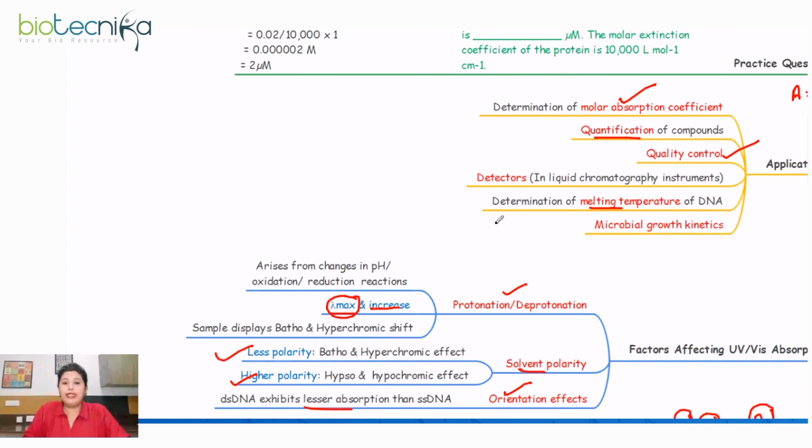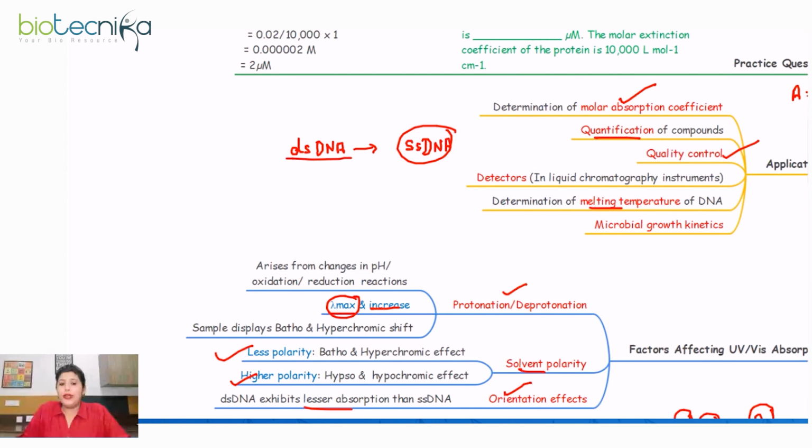So you know the melting temperature is the temperature at which half of your double-stranded DNA is denatured, right? That means your double-stranded DNA is converted into single-stranded DNA. So how can we know that it is converted? When you do the spectroscopy analysis using a UV visible spectrophotometer, single-stranded DNA will show more absorption than the double-stranded DNA.